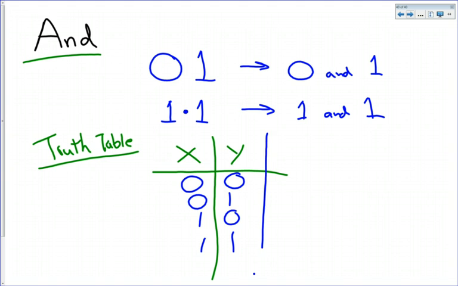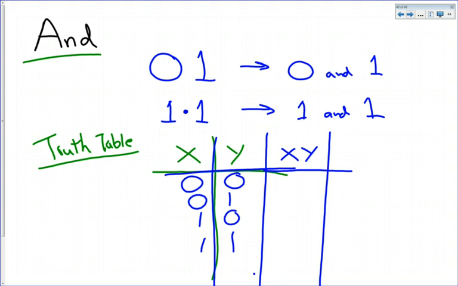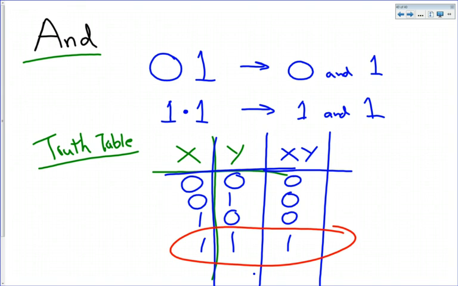Now, if that's the truth, what would the result of x AND y be? Let's think it out. 0 AND 0 would be 0. 0 AND 1, no, 0. 1 AND 0, 0. And 1 AND 1, 1. So with AND, the only time you get a true answer is if they're both true, which is exactly right. That's the way AND works. It worked that way with if statements, right? If this and this, they had to both be true. So only when both are true do I actually get the 1. Otherwise, I get a 0.